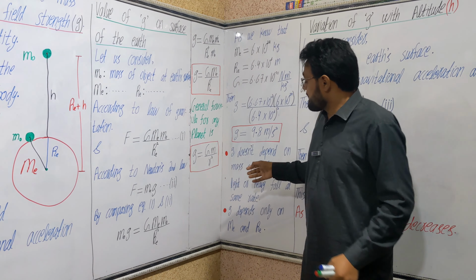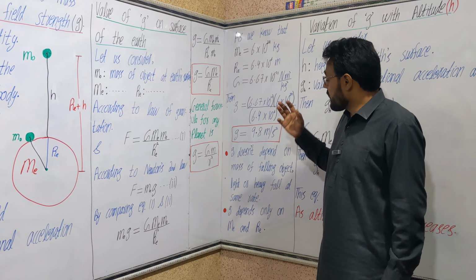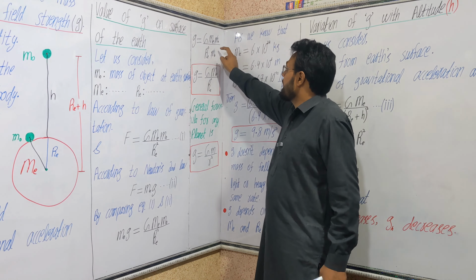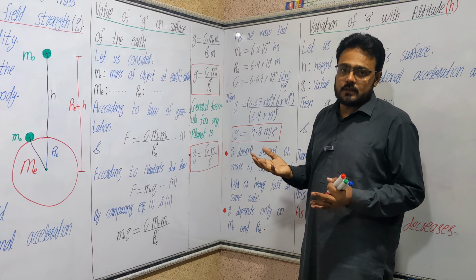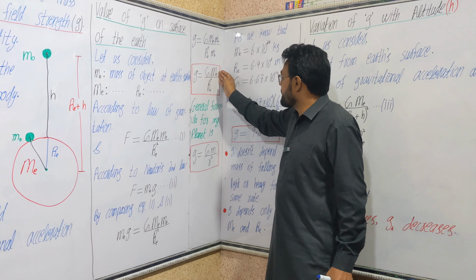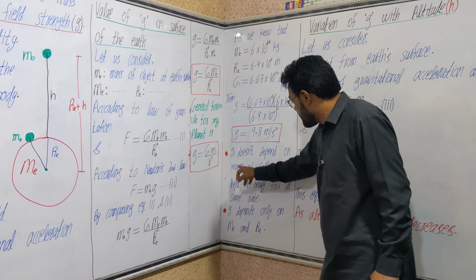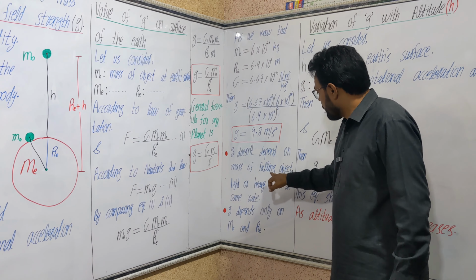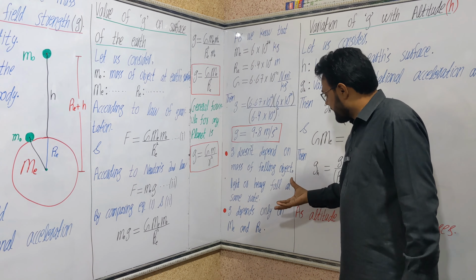A short question may come as: on what factors does g depend? g depends on the mass of the Earth and the radius of the Earth. g depends only on M_E, the mass of the Earth, and the radius of the Earth. But g doesn't depend on the mass of the object. In the final equation, there is no mass of the object. The mass of the object is m naught, which already cancelled out. So g doesn't depend on the mass of the falling object.